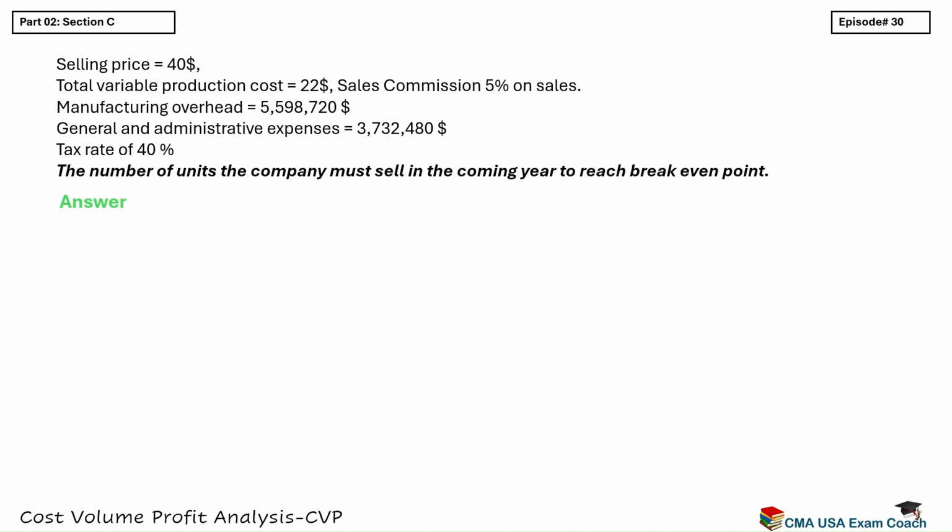Step 1. Calculate total fixed costs. We are given two types of fixed expenses. Manufacturing overhead, $5,598,720. General and administrative expenses, $3,732,480. So total fixed cost equals $5,598,720 plus $3,732,480 equals $9,331,200. This is the amount that must be covered by the contribution margin in order to break even.